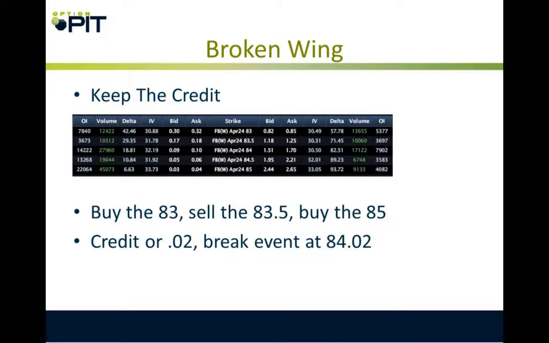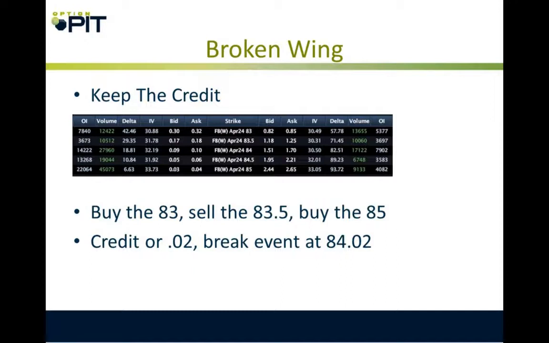All right. This is one I could have done earlier in the week, right after earnings. So I think Facebook's down, and I don't like it. I think it's going to rally. What if I buy the 83s, sell the 83.5s, and buy the 85s? 1x2x1. I get a credit of 2 cents, and as long as Facebook doesn't rally above 84.02, I'm a winner. And this is my favorite spread into things like non-farm payrolls.